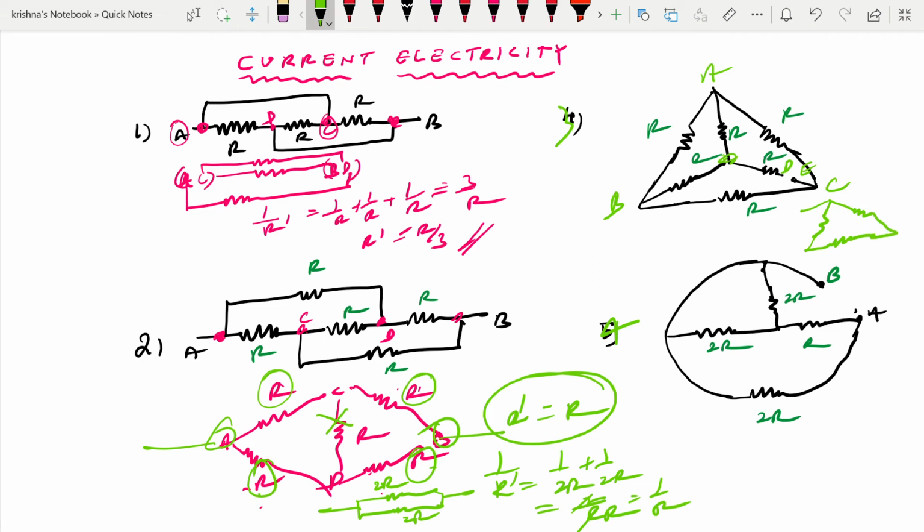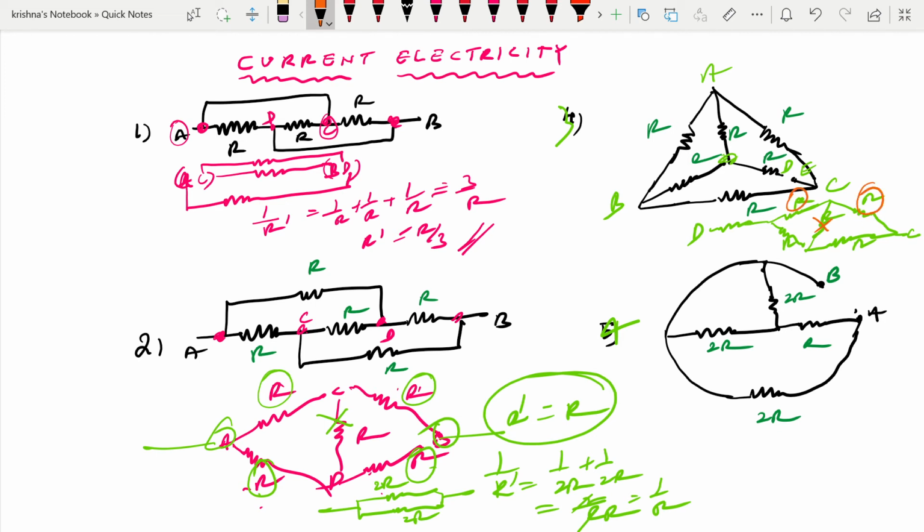The rest of the thing is these two resistors coming like this when you pull, and one more resistance will come over here. C and E are the common points. It is R, and all are R. It follows the Wheatstone bridge. The middle one will get cancelled, as the middle one doesn't conduct any current because of the Wheatstone principle.